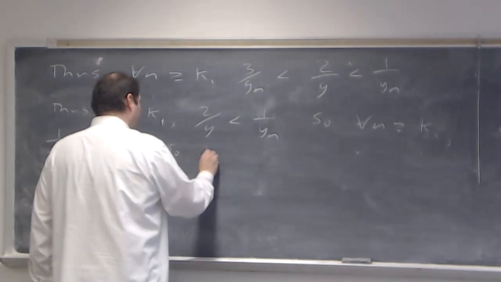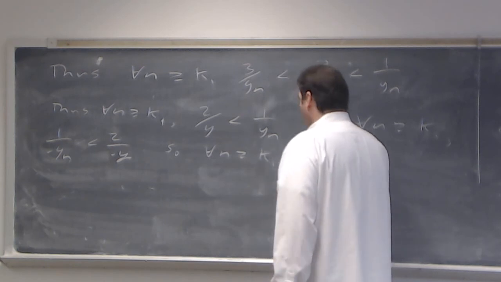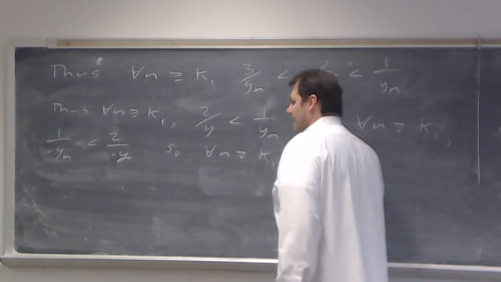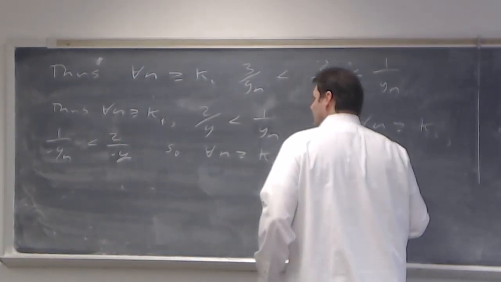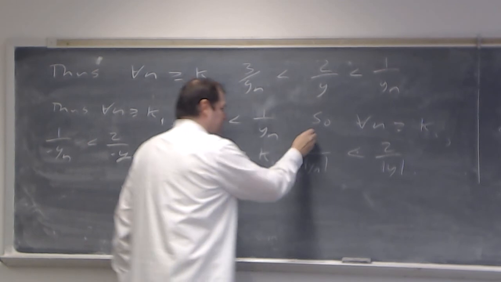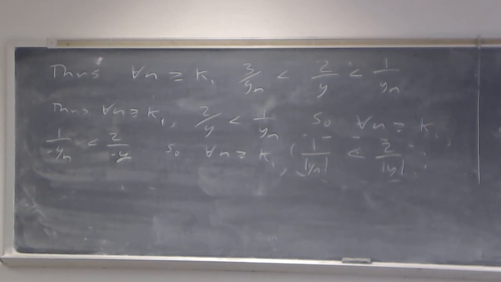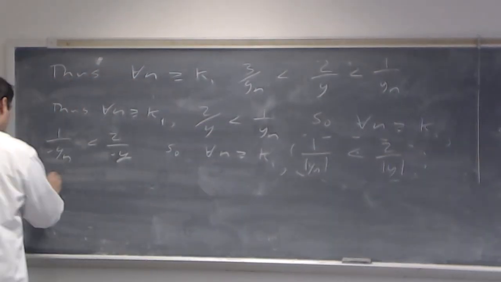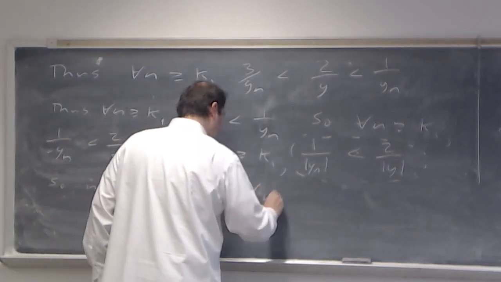So, for all n bigger than or equal to K1, we have 1 over the absolute value of y sub n, because the absolute value of y sub n in this case is minus y sub n, is going to be less than 2 over the absolute value of y. I'm going to circle this. If you compare the two circles, they are the same. So in all cases, I have this inequality, for all n bigger than or equal to K1.